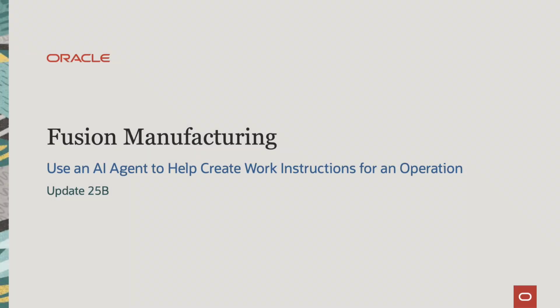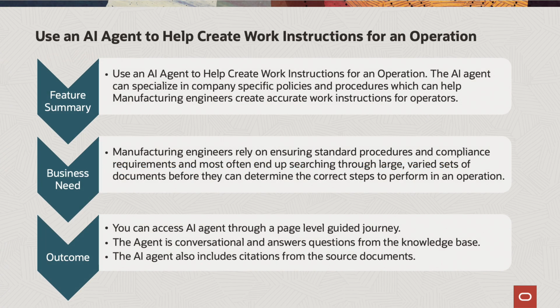Welcome to the demo of the 25B feature. Use an AI agent to help create work instructions for an operation in Fusion Manufacturing. With this feature, you can use an AI agent to help create work instructions for an operation.